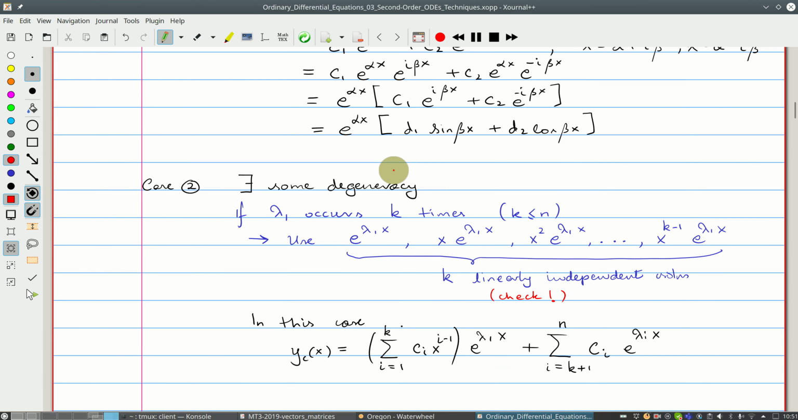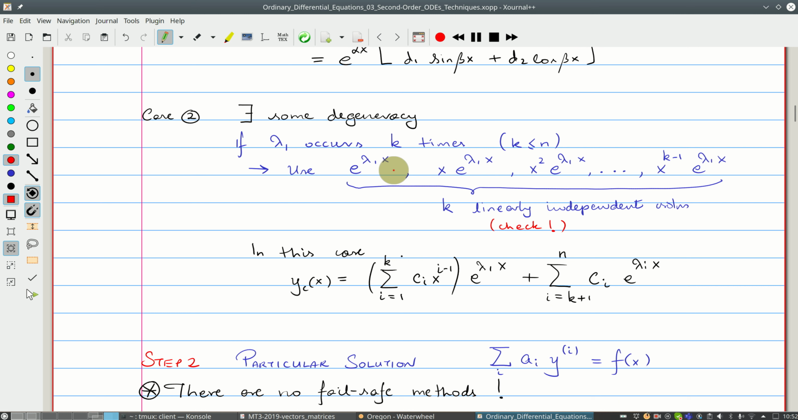Now if there is some degeneracy, that means if some of these lambdas are equal to each other, take a specific example. If lambda 1 occurs k times, where k has to be less than or equal to n, then we use as our solutions to the homogeneous equation e to the lambda 1 x, then x times e to the lambda 1 x, x squared times e to the lambda 1 x, all the way to x to the power of k minus 1 times e to the lambda 1 x. And there are k linearly independent solutions here. You could check it using the Wronskian.